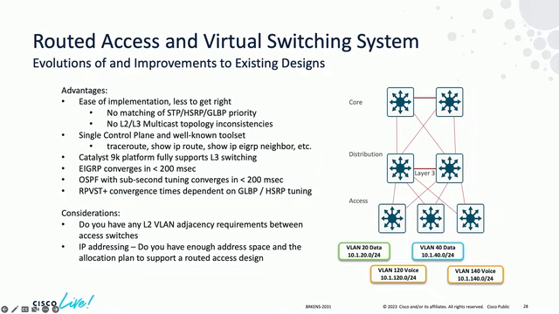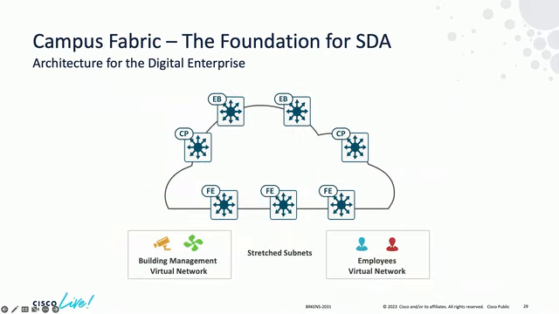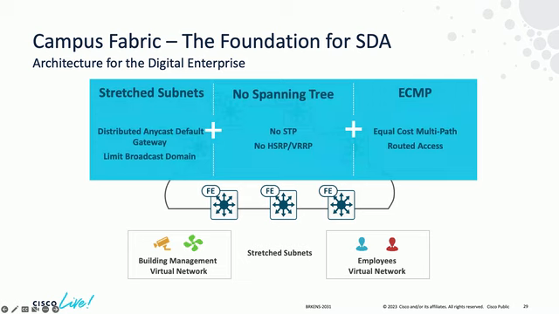Well, the solution is overlay. With overlay, you are getting all the benefits of the routed access, which means for the overlays, the underlay is based on the routed access. So we are completely eliminating spanning tree. We are having the benefit of high convergence. And we can stretch VLANs across.